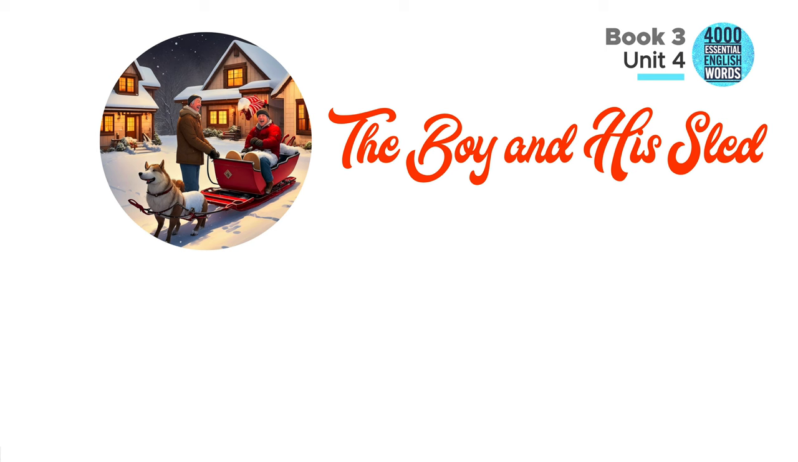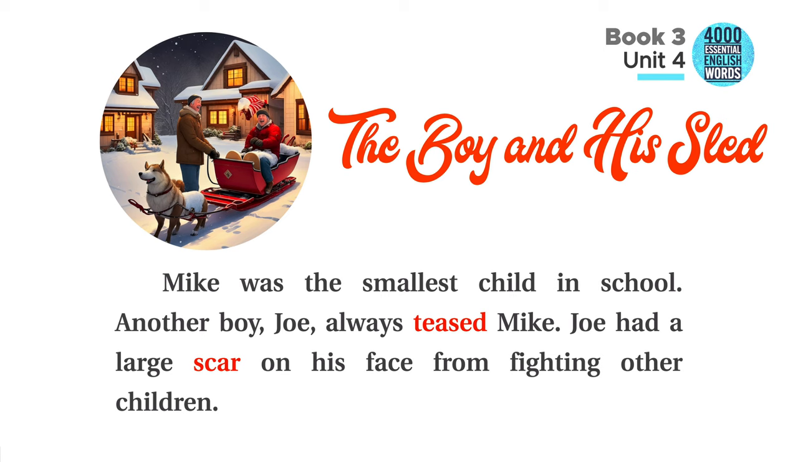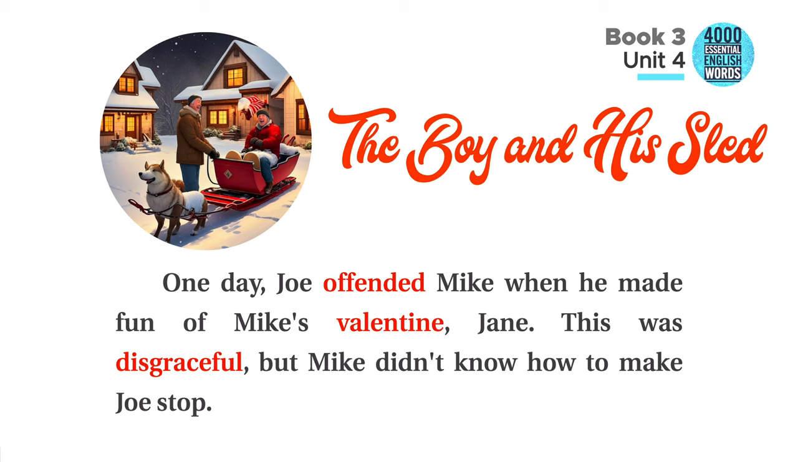The Boy and His Sled. Mike was the smallest child in school. Another boy, Joe, always teased Mike. Joe had a large scar on his face from fighting other children. One day, Joe offended Mike when he made fun of Mike's Valentine, Jane. This was disgraceful, but Mike didn't know how to make Joe stop.